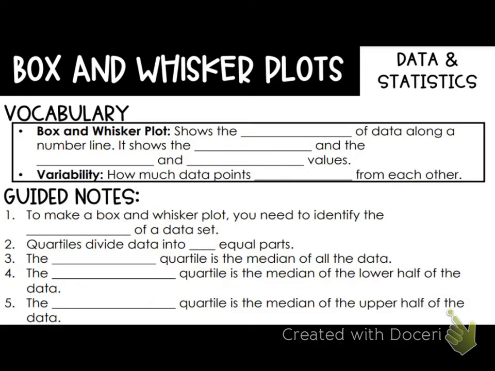So for vocabulary, a box and whisker plot shows the variability of data along a number line. It shows the quartiles and the least and greatest values. So variability just means how much data points differ from each other.